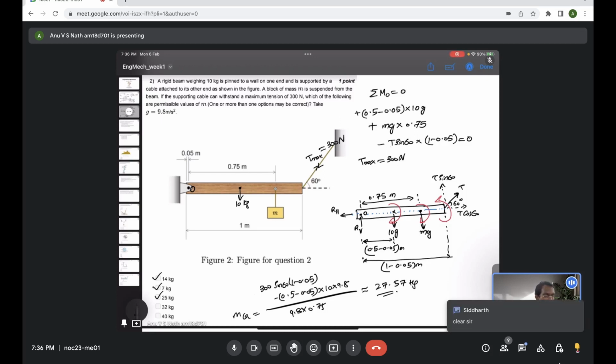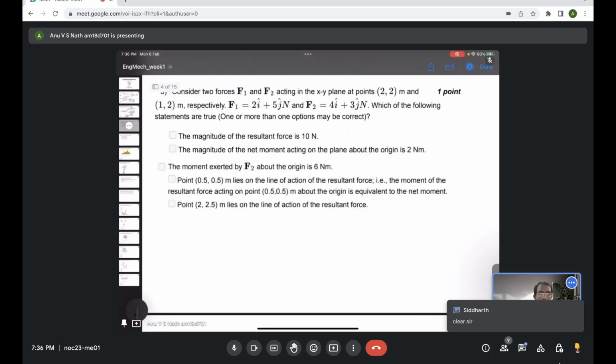Okay, good. So I hope that is also clear. So we'll move to the next problem. Consider two forces F1 and F2 acting in the xy plane at points (2,2) meter and (1,2) meter respectively. The forces are given as F1 = 2i + 5j Newton and F2 = 4i + 3j Newton. Which of the following statements are true?